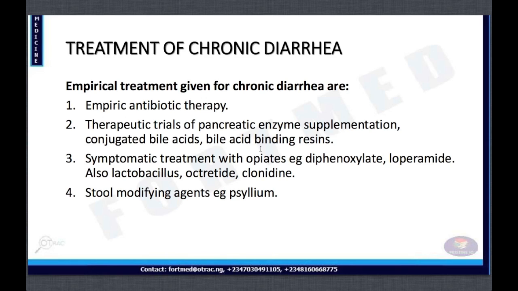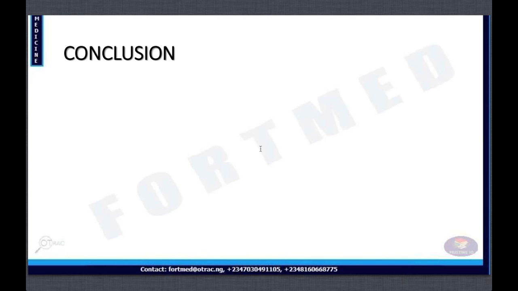In conclusion, acute and chronic diarrhea are common conditions both in the pediatric age group and in adults. Acute diarrhea is caused mainly by infectious agents, and it lasts less than 2 weeks. For chronic diarrhea, the causes are wider and the cause should be investigated. In the absence of a specific cause, then empiric treatment can be given.